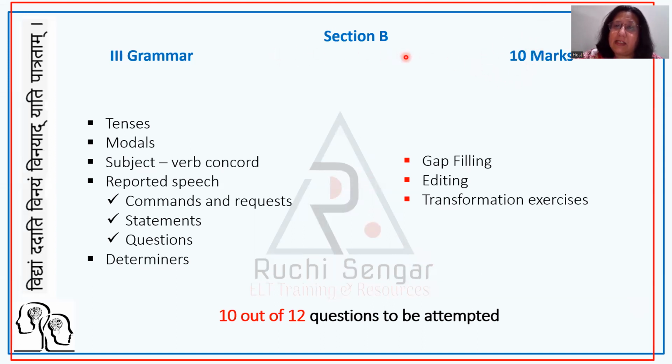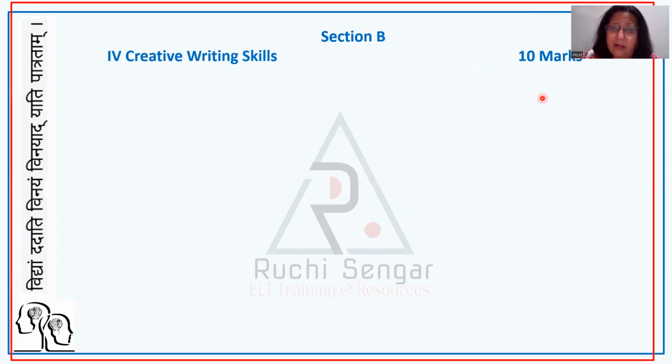10 out of 12. So which is why this is 10 marks. So section B is a total of 20 marks. So if grammar is 10 marks, then of course writing is also 10 marks, because section B is grammar and writing.